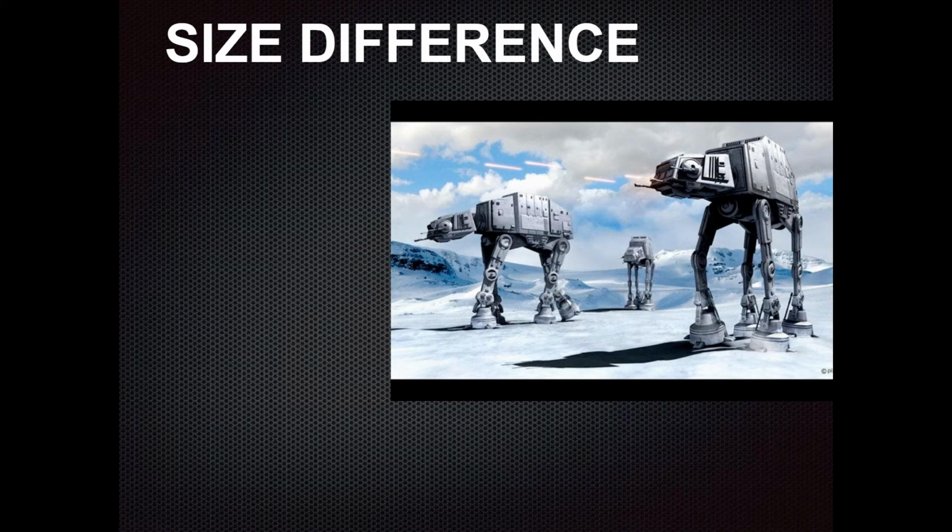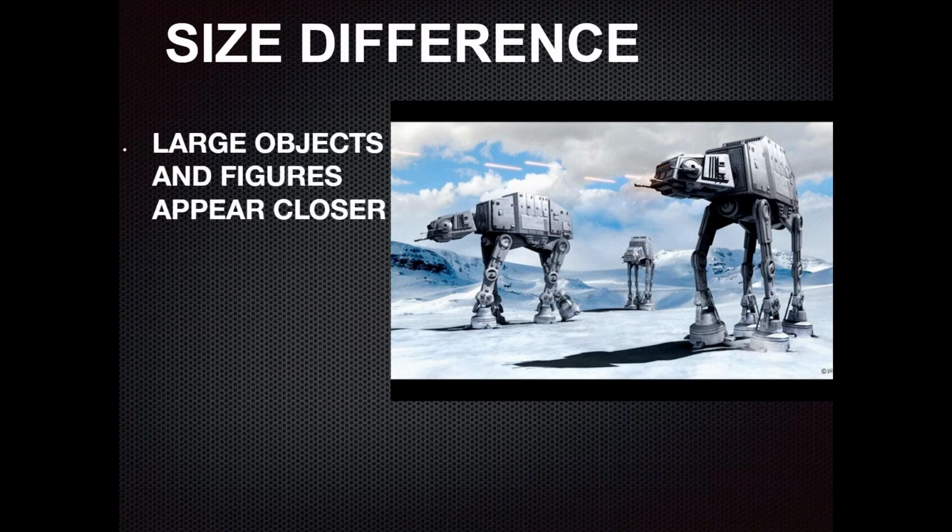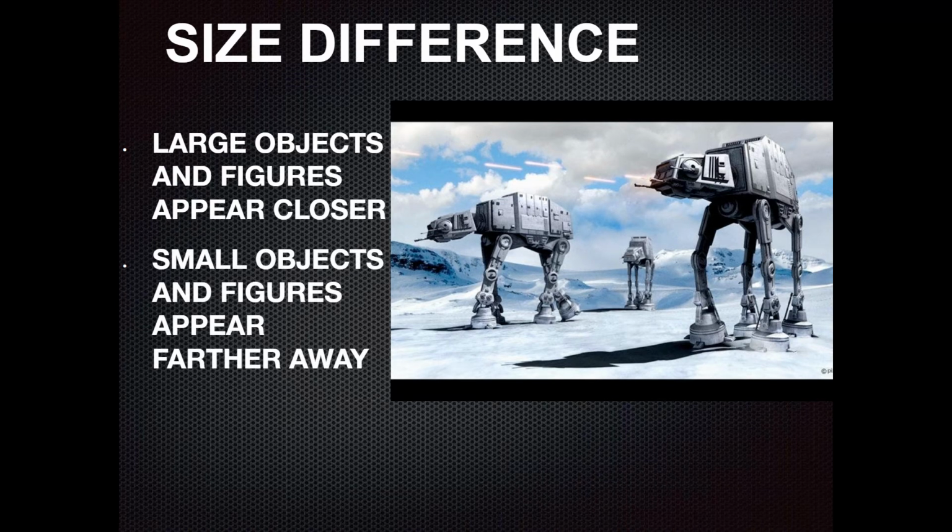Another way artists can create space in their pieces is by having size differences of the objects. Larger objects and figures appear closer, as we saw with the cyclist and with overlapping, as well as small objects and figures appear farther away. Now, for those indoctrinated, we know that these all-terrain armored transports, or AT-ATs for short, are all the same size. But the artist here in this image put one of the AT-ATs further back in the background to create a size difference and the illusion of space in the piece.